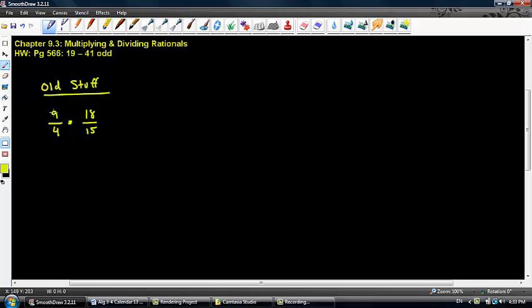If I'm going to multiply these two together, what I want to do is reduce as much as I can first. And I can reduce going diagonally or up and down. So if I reduce up and down, I know that 18 and 15 can both divide by 3. So I reduce them by 3, and what I get on top is 6 over 5. And I can also reduce diagonally because 4 and 6 are both even, so I get a 2 down here and a 3 up here.